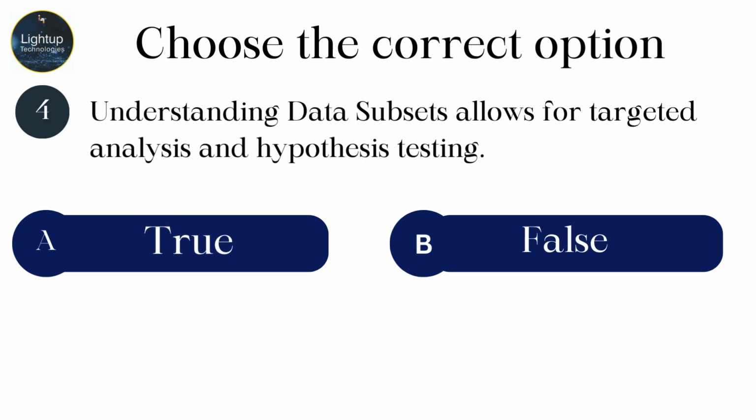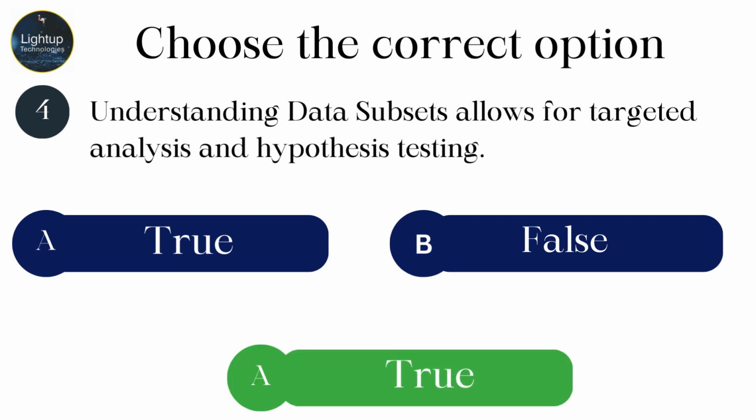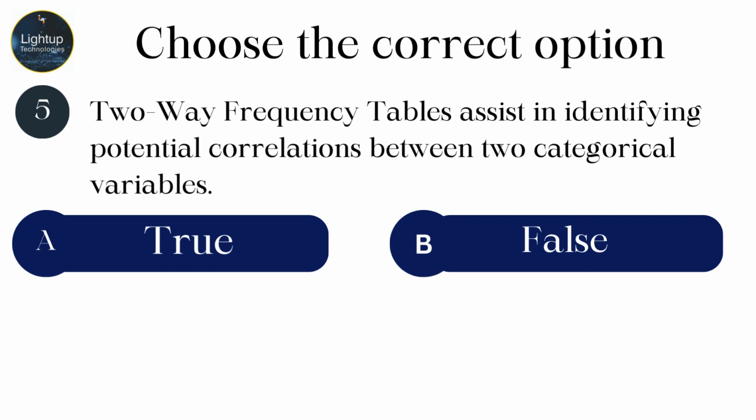Understanding data subsets allows for targeted analysis and hypothesis testing. Two-way frequency tables assist in identifying potential correlations between two categorical variables.